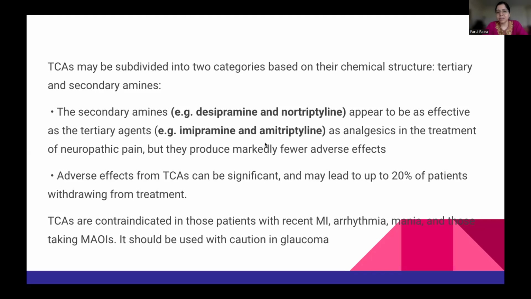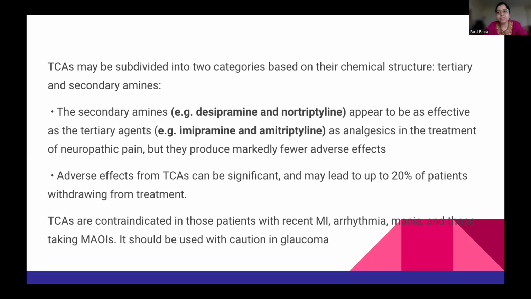TCAs are further divided into secondary amines and tertiary amines. The secondary amines have fewer side effects than the tertiary agents. In secondary amines, we have desipramine and nortriptyline, and the tertiary agents are imipramine and amitriptyline.